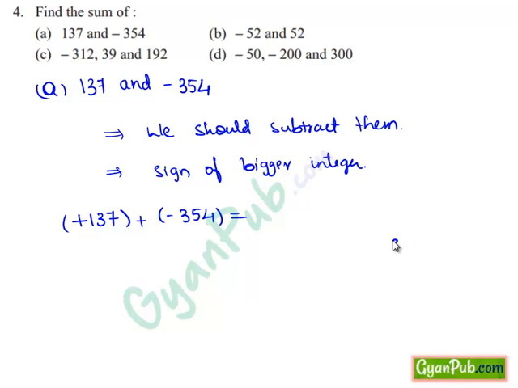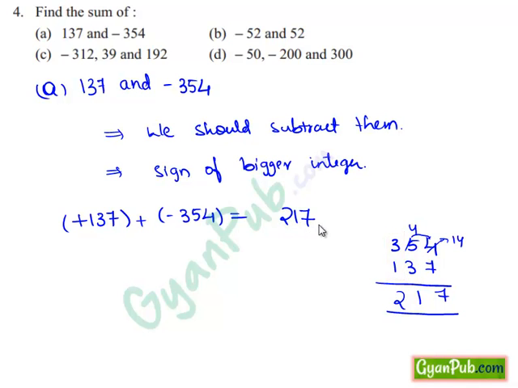We are subtracting 137 from 354. Since 4 is less than 7, we take borrow from 5. This will become 14. This will become 4. 14 minus 7 is 7. 4 minus 3 is 1. 3 minus 1 is 2. We get 217.